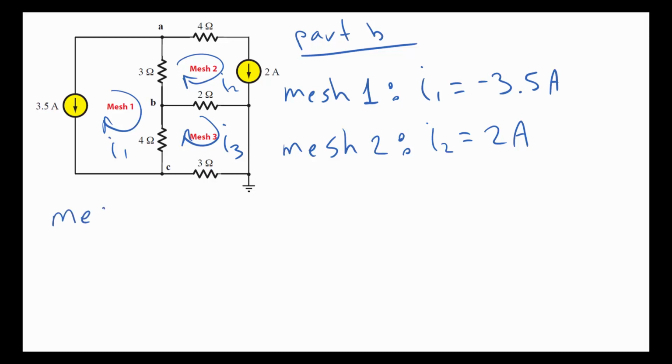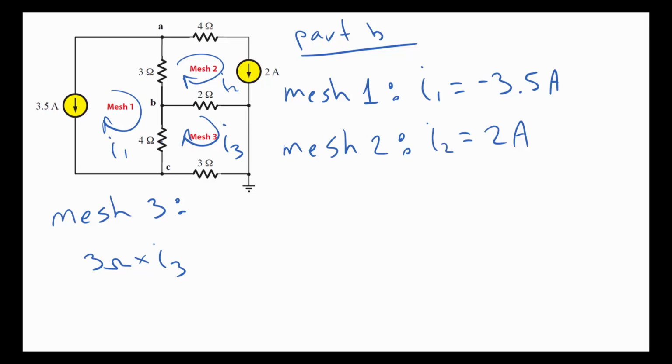So let's do mesh 3, and then the equation. Okay, the equation is going to be basically KVL. It's going to be a loop equation, and we're going to develop expressions for the voltage across each component. So now let's do the voltage across the 3 ohm resistor. So using Ohm's law, we have 3 ohms times I3, and that's the only mesh current, so that is the voltage across the 3 ohm resistor.